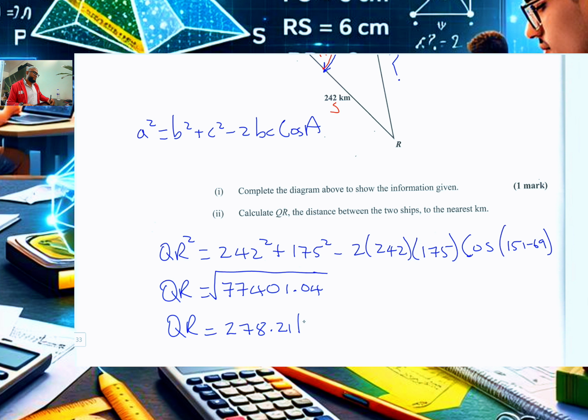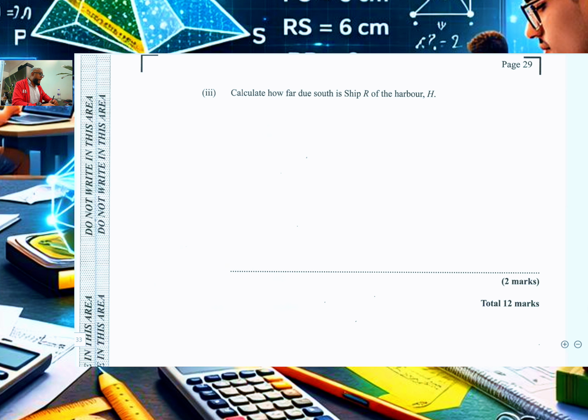278.21 kilometers, approximately equal to 278 km. How far due south is ship R of the port H? So you're at the port H, you want to know how far due south is R. Let me show you all how we work in this one.